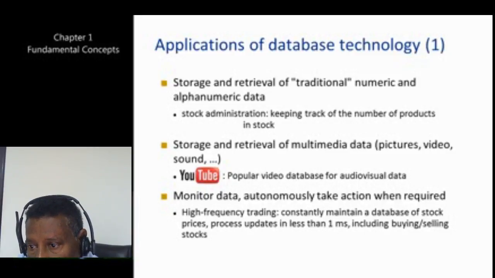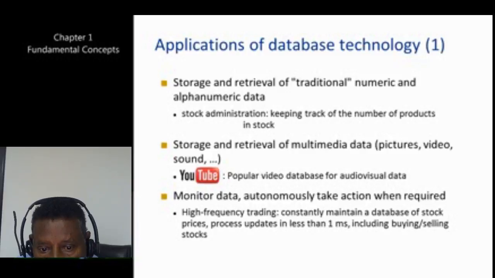A very popular example of a video database application is, of course, YouTube. YouTube stores a tremendous amount of videos. It keeps the videos itself, but also all kinds of information related to the video, like the title of the video, maybe a short abstract or description of the video, maybe some ratings, reviews provided by users, etc.